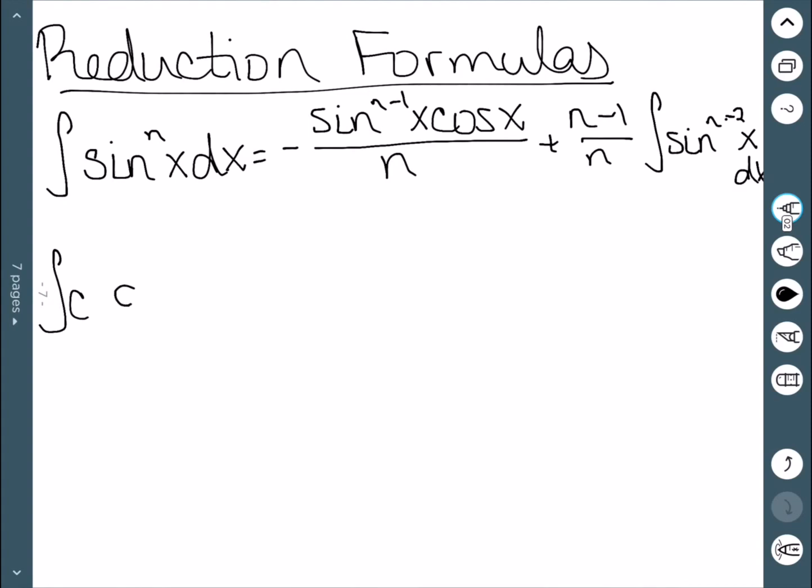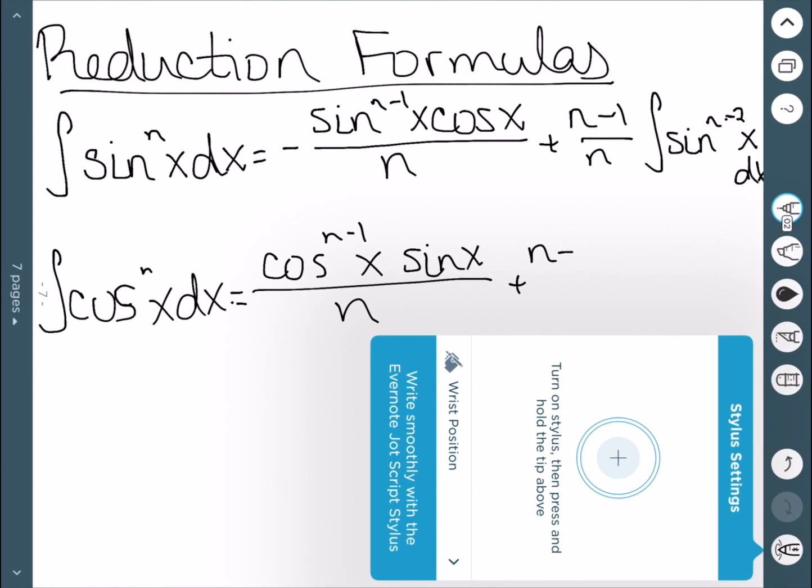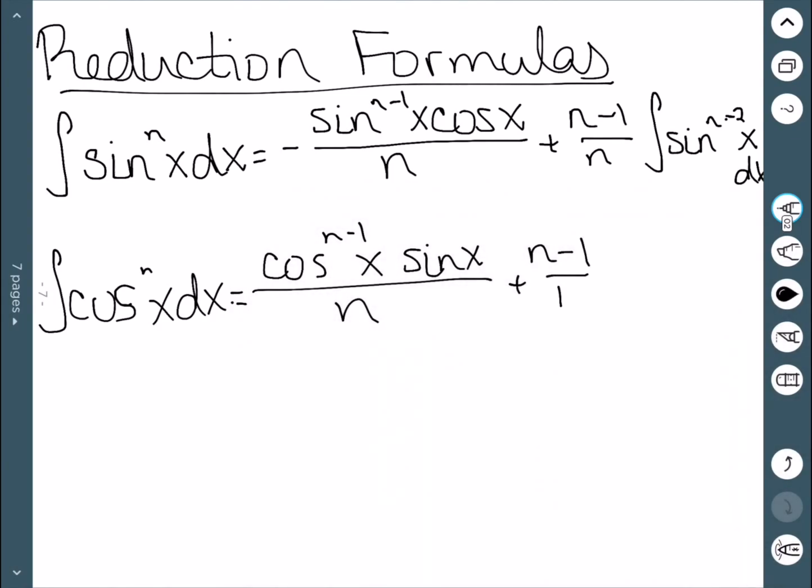In addition, we have one for cosine to the nth power of x dx, which is cosine to the n minus 1 x times sine x over n plus n minus 1 over n times the integral of cosine to the n minus 2 x dx. So these are ways to reduce the power of cosine or sine that we need to integrate.